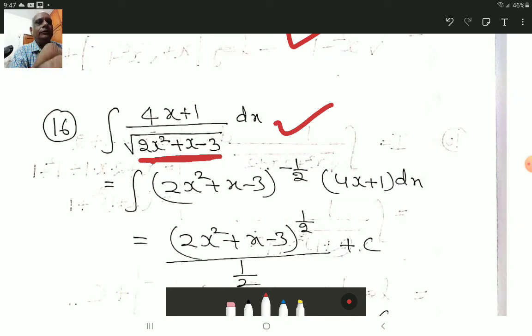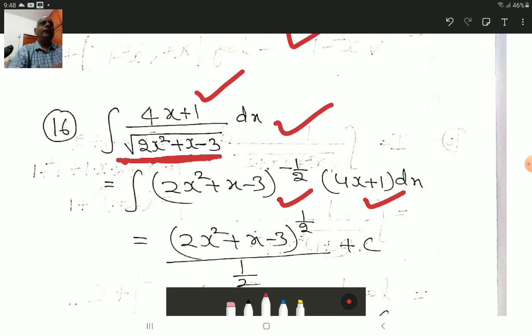Derivative of 2x square is 4x, derivative of x is 1, and that of minus 3 is 0. So its derivative becomes (4x plus 1) into dx, and by chance that is exactly present in the numerator. So no adjustments required. So just shift this expression from denominator to numerator. So this square root is half power. When it goes to numerator, it will become minus half power, into you have (4x plus 1) dx. So now it is of the type (fx) whole power n into f dash x dx. Stage is perfectly set for integration. So don't take a chance, just integrate it.